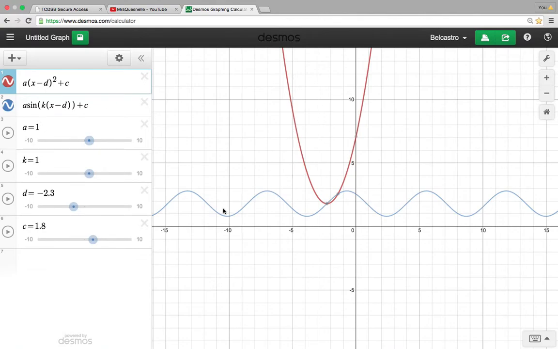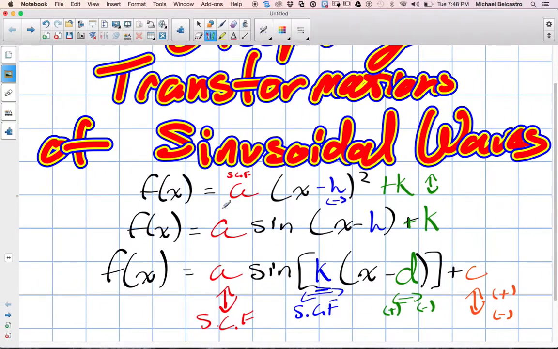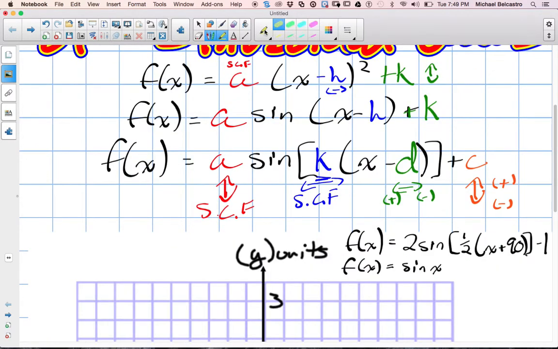Now, these things can be relatively hard to graph by hand. So we're going to try to graph one of them by hand. Let's set this up here. We're going to attempt to graph this one here. The very first thing we're going to do is lay out what's the A, the K, the D, and the C here.